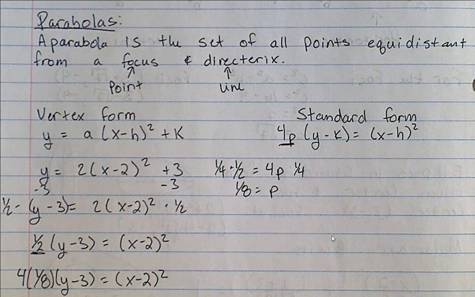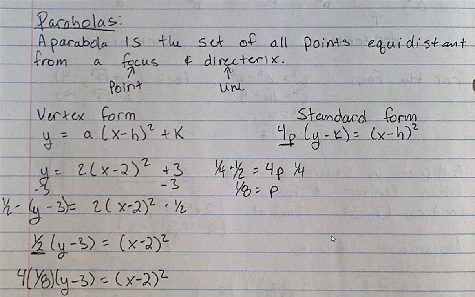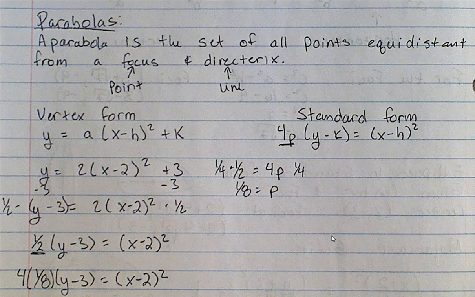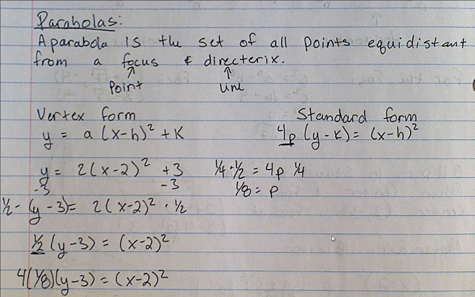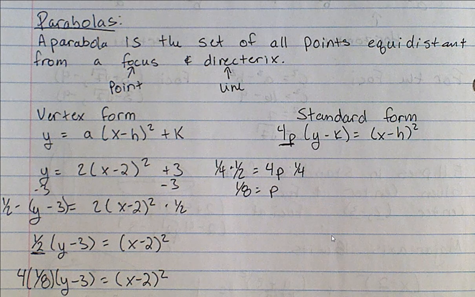Wait, why did you multiply by 1/2 instead of divide by 2? Because in standard form, I don't have this as a fraction over anything. I have it as a number times in front. So multiplying by 1/2 and dividing by 2 are the same thing. It's just that I want to have something in front of this instead of this as a fraction.